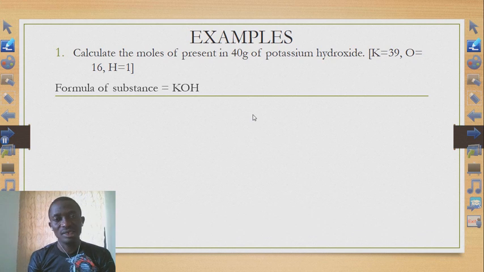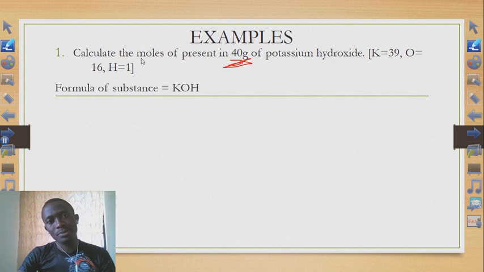In some instances, the examiner will give you the formula, which will, to a great extent, have reduced the chances of errors. But for students who don't know how to write chemical formulae, this is the very best time for you to learn all these things. So the formula of potassium hydroxide is KOH. Now, we have been given 40 grams. The 40 grams given in the question is the mass. Now, all I need to find my mole is to look out for the molar mass.